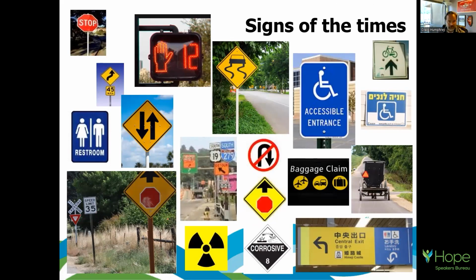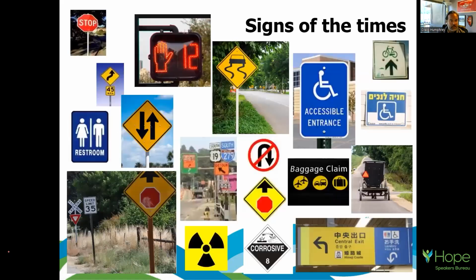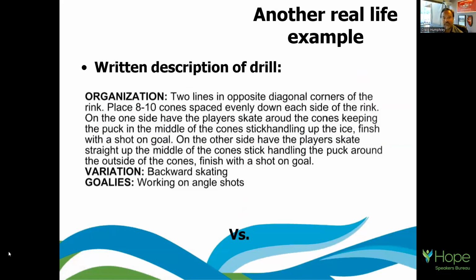We all use visuals. With stop signs, you're letting off the accelerator in your car before you even read STOP. You see that stop sign and you're actually responding to it before you can read the sign. So we all use visuals. Another real life example, and this one really hits home, especially with my coaching colleagues. I'm a very visual person. I actually write on the ice with a marker and it gets the kids' attention. I demonstrate the drill, or I'll use my iPad.